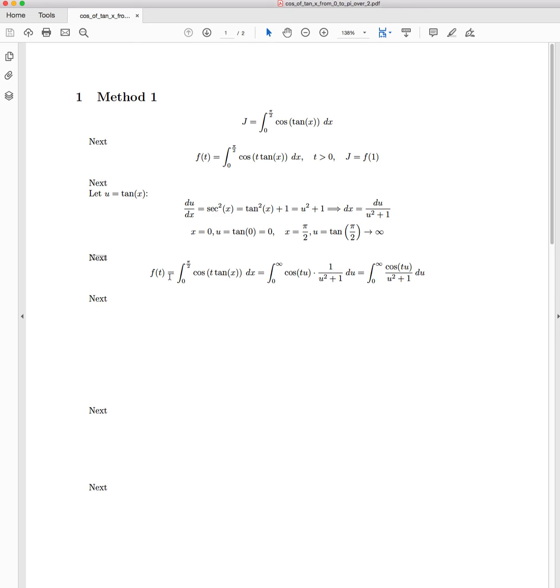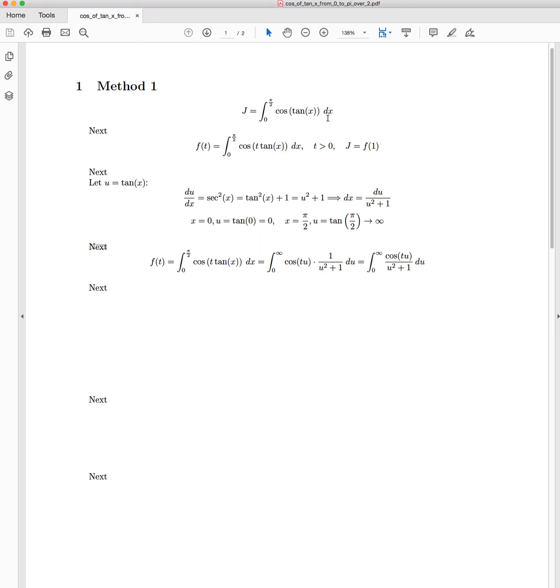And so therefore, the integral that we have, f of t, which is equal to the integral from 0 to pi over 2 of cos of t tan of x dx, is equal to the integral from 0 to infinity. As I said, we just transformed the bounds here. Cos of tu, so we have replaced the tan of x with u. And the dx, which we reformed here, now becomes 1 over u squared plus 1 du. So we have the integral from 0 to infinity of cos of tu over u squared plus 1. I can't remember if I've covered that in a separate video, but essentially we're also going to cover that now here.